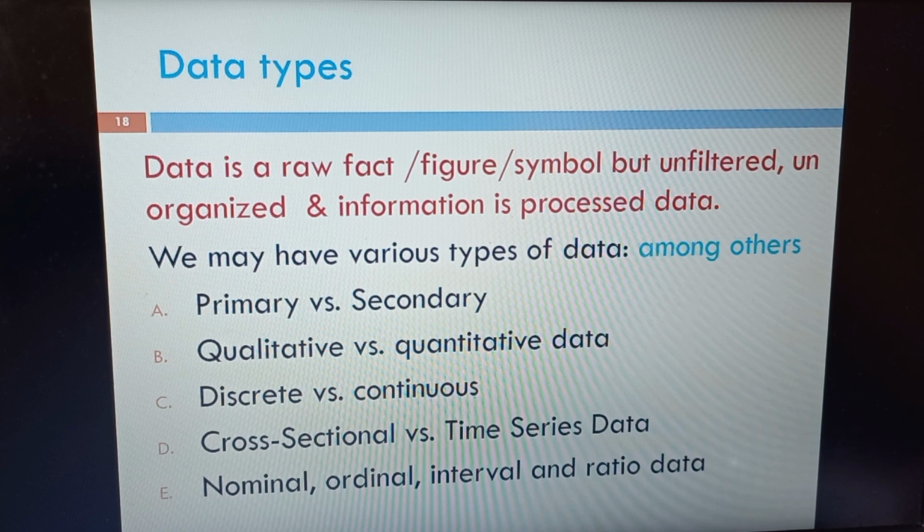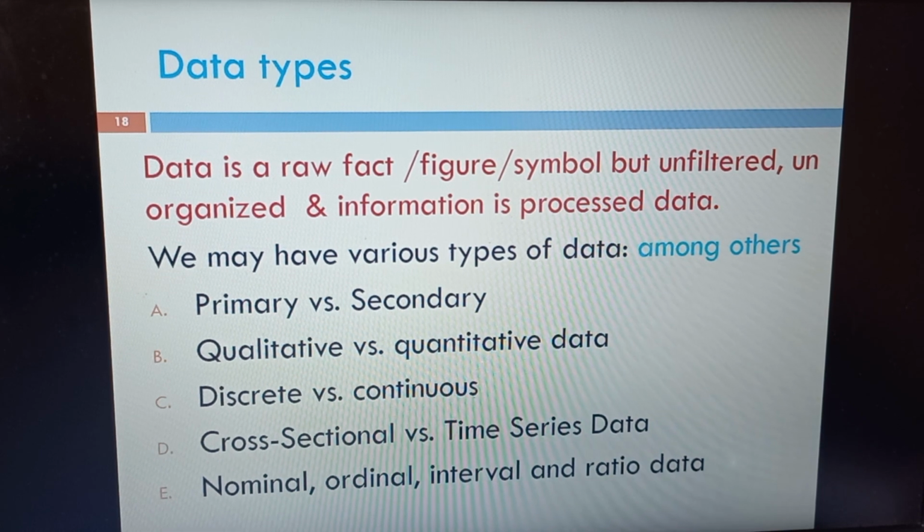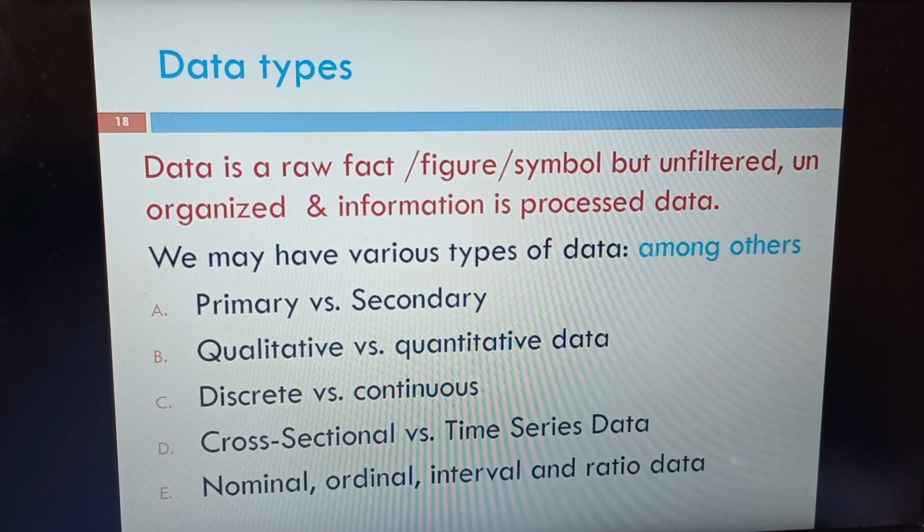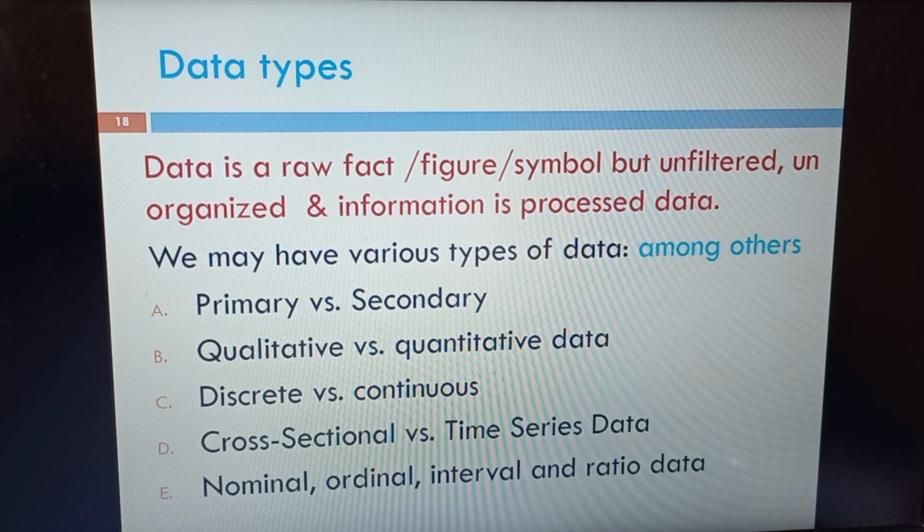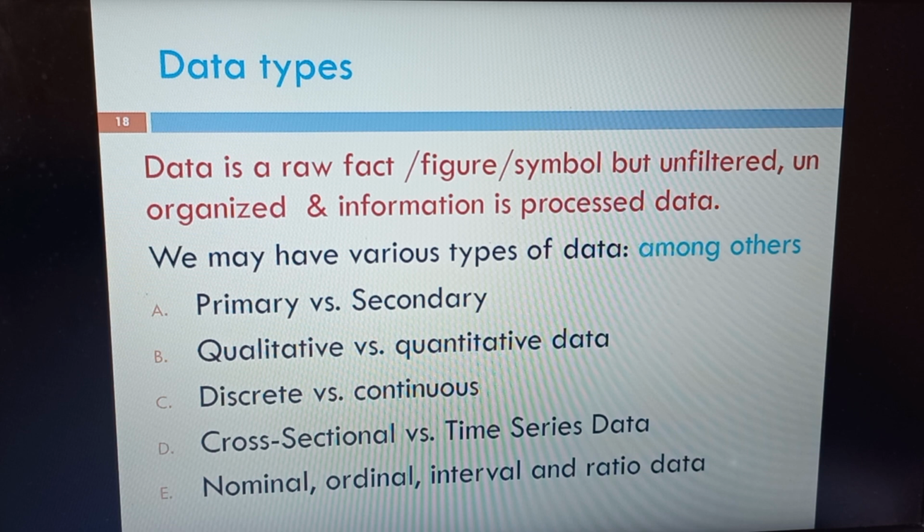So in a manufacturing business, as you know, in input-process-output, the input is data. Then after processing, after data organization, after analysis, the output is information. So we may have various types of data, and among others, data may be of two types, primary data and secondary data. When we say primary data, fresh information is collected for the first time for our purpose.